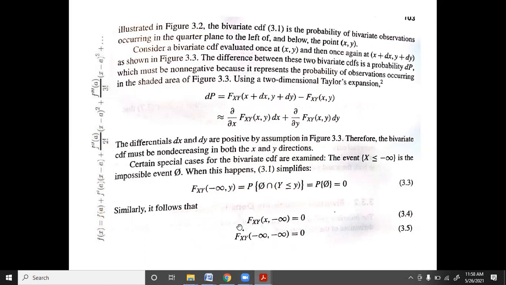However, always remember that whether it is the bivariate or the single variate CDF, it will be non-decreasing. It will always be increasing or remain the same. It will never decrease.